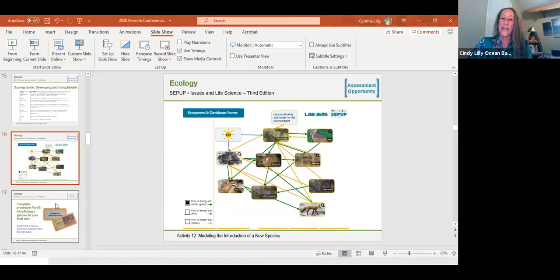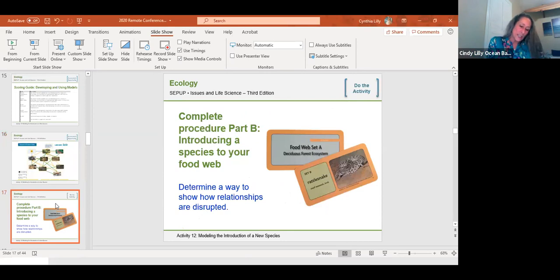So in part B, your teacher is going to give you a new species. It actually is added in the simulation to add to your food web. Identify what type of organism it is and the role in the ecosystem it plays. Use your model to explore how this new species affects the flow of energy and cycling of matter through your ecosystem. Record your revised food web in your remote learning packet.